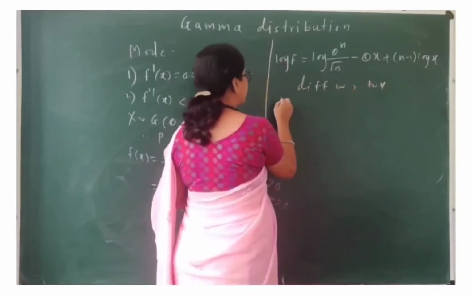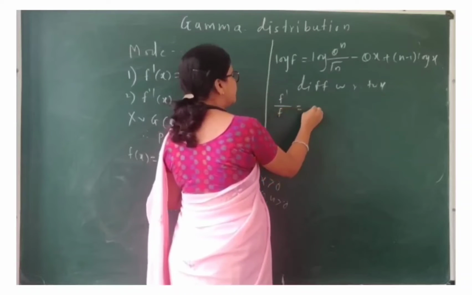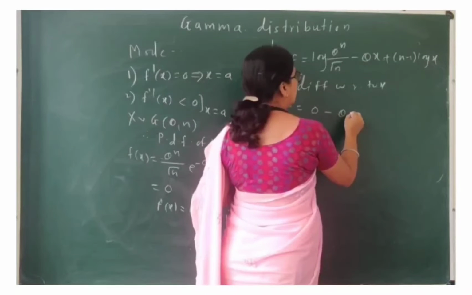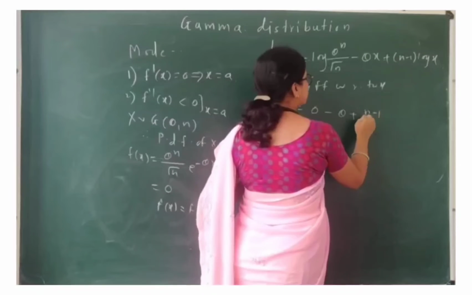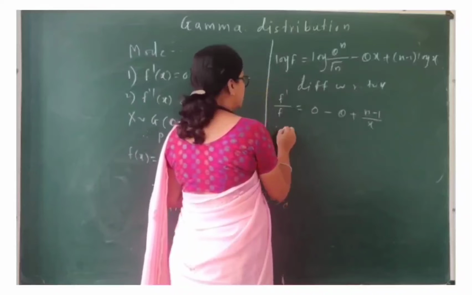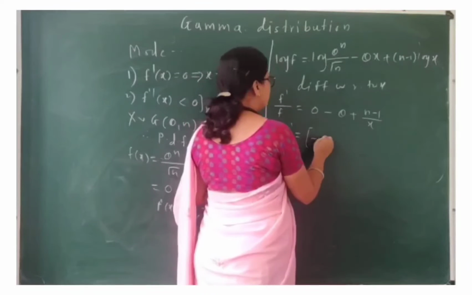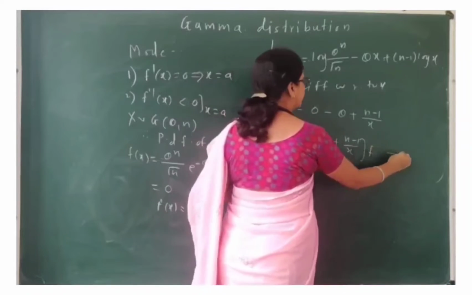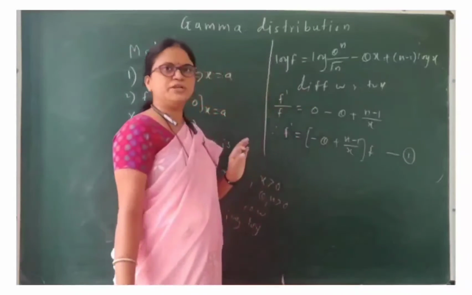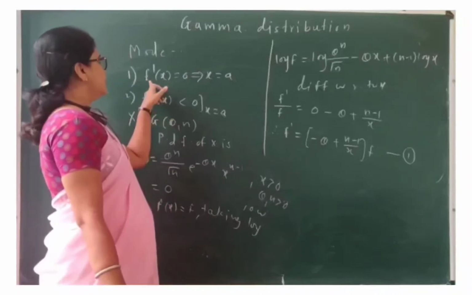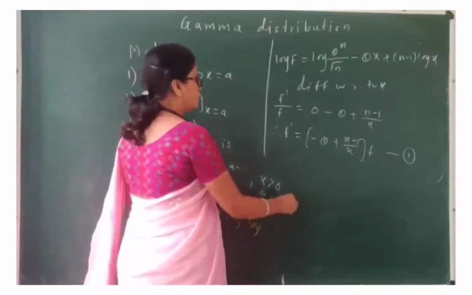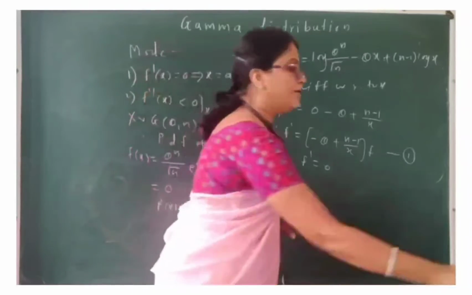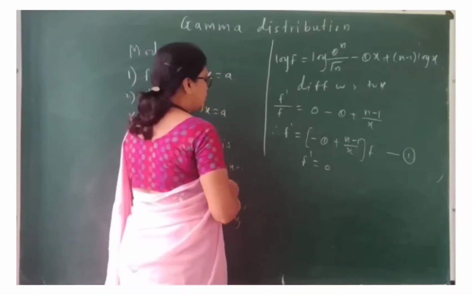What we get is f' divided by f equals 0 minus theta plus (n minus 1) upon x. So that means f' is equal to (minus theta plus (n minus 1) upon x) into f. Let me call this equation 1. But if you observe the condition f'(x) = 0, that means this f' is equal to 0. So if I put f' equal to 0, what we get?